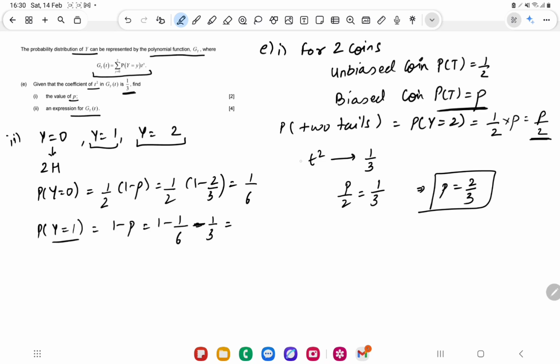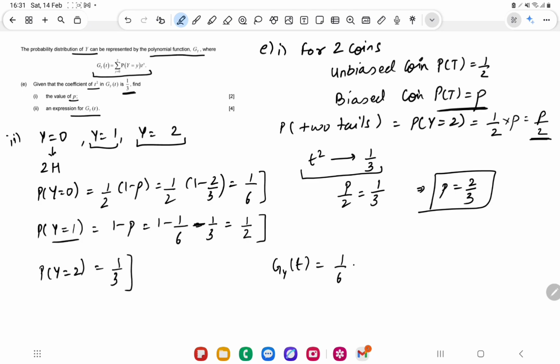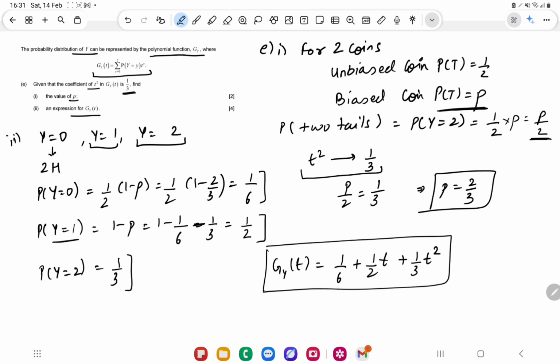For 1 by 3, because we have the coefficient already given to us as 1 by 3, this is coming as 1 by 2, and the probability of y equal to 2 we are already given as 1 by 3 as the answer. So combining the 0, 1 and 2 values, I can write this function for y equal to 0, for y equal to 1 and for y equal to 2. I get my function like this.